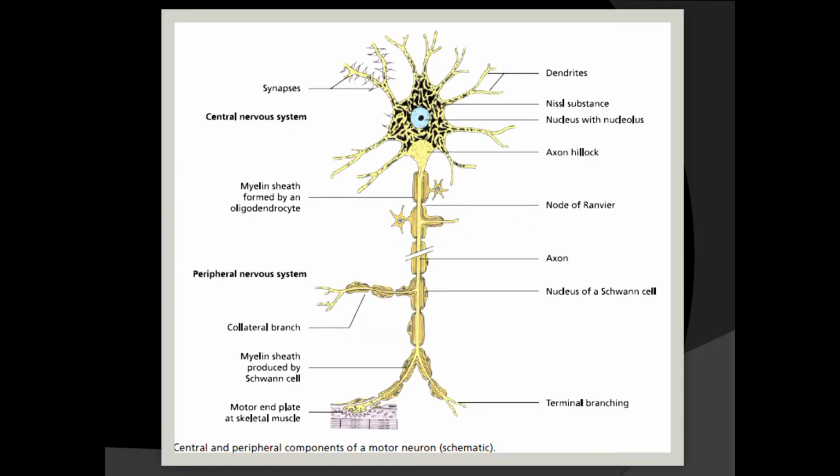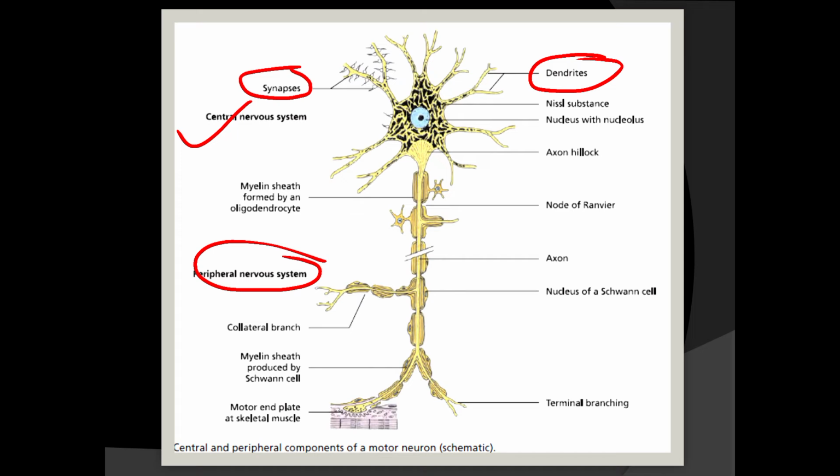Next point, we can see another photograph here which shows the dendrites like this. These are the synapses, meaning one neuron is connected with another neuron. This is the central nervous system, this is the peripheral nervous system.